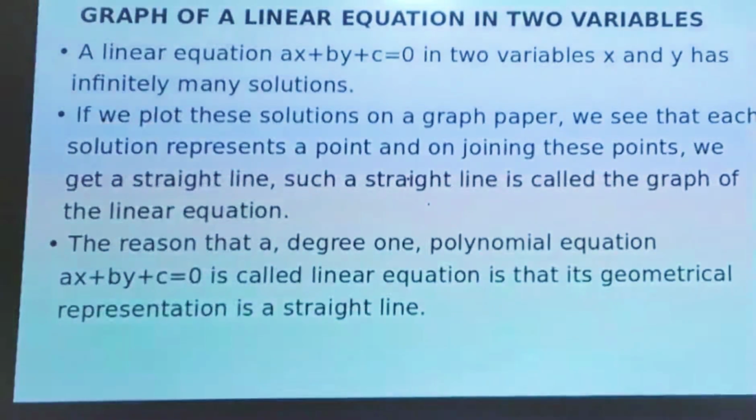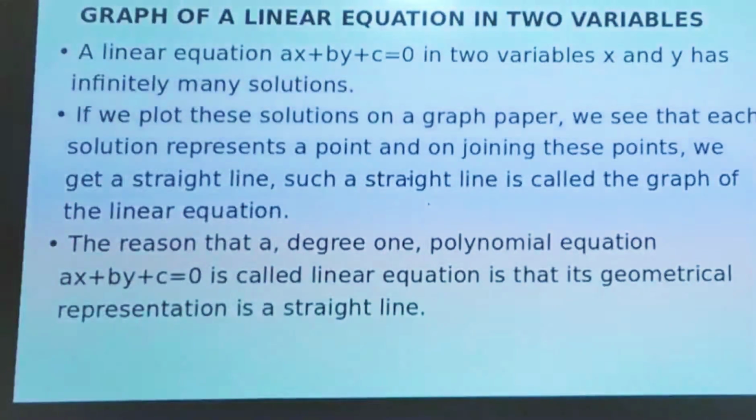An equation in two variables has infinitely many solutions. Now, if we plot these solutions on graph paper, we see that each solution represents a point, and on joining these points, we get a straight line. Such a straight line is called the graph of the linear equation. So, what is the graph of a linear equation?